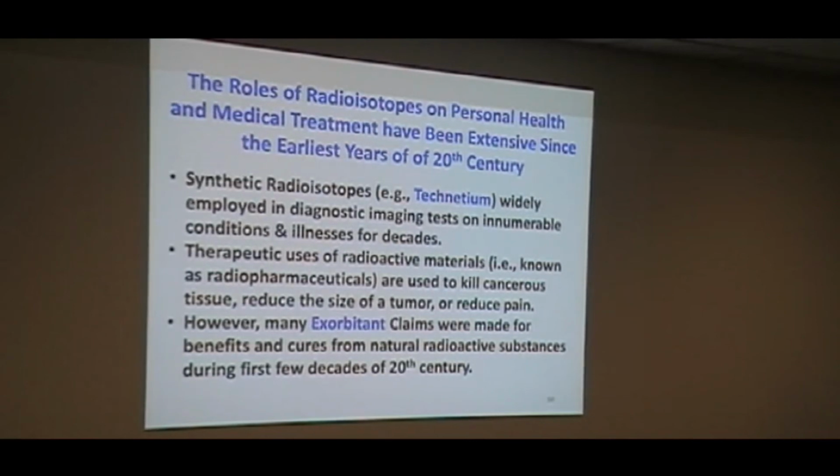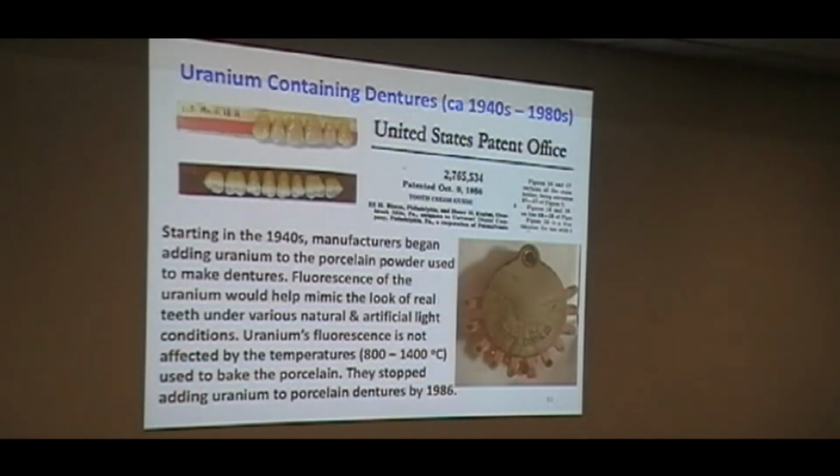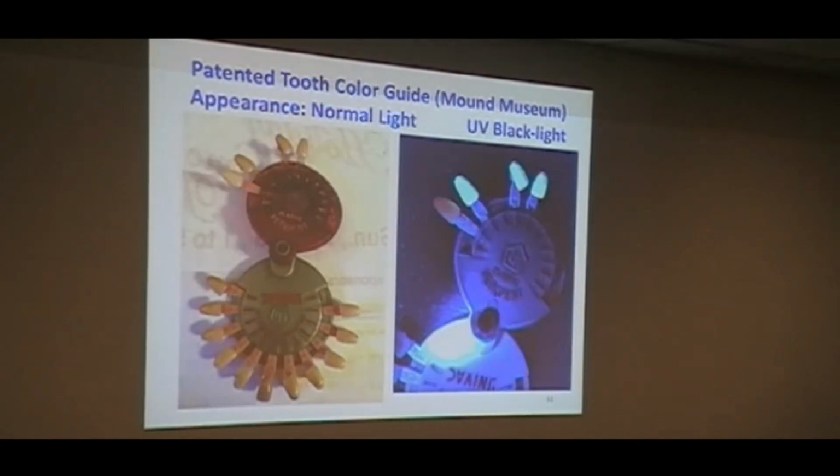And so I'm going to illustrate those, but first I'm going to say a way it was used, and that was to make uranium dentures. A small amount of uranium in your teeth. Remember the optical properties that would be in porcelain and glass? Well, uranium would do that with dentures to make them look more natural. And so this is actually a tooth color guide that was patented in 1956. We obtained one of those. It's in the museum.